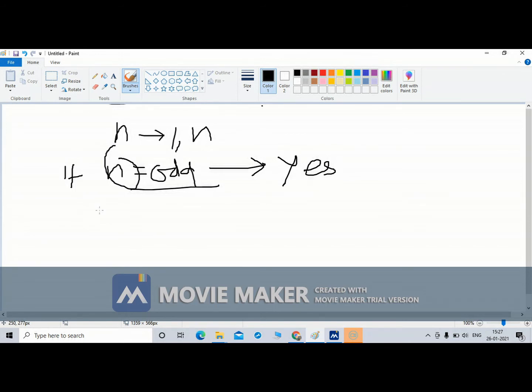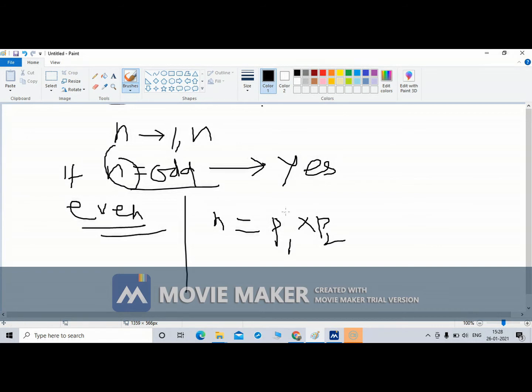Now if the number is even, the problem comes here. If we are given an even number, then what should we do? We know that any number can be written in the form of prime factors: P1 raised to R1, P2 raised to R2, P3 raised to R3, and so on.